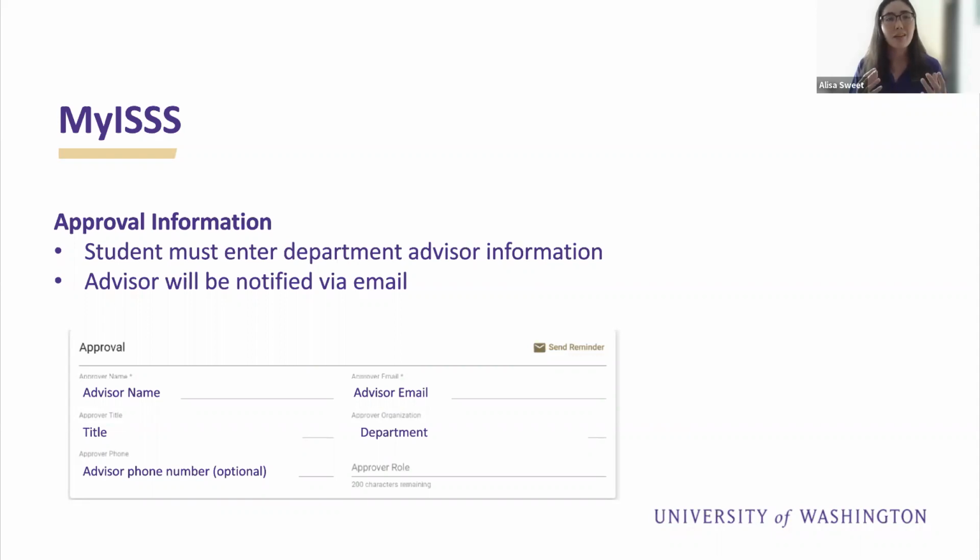Some students might accidentally fill out their employer information or ISS information. This section is for the department or academic advisor. The advisor will be notified via email once the student submits that request. If the request doesn't go out for some reason, or it gets accidentally deleted or filtered out, then we can send a reminder email, which will then come in as another separate request email to the advisor.